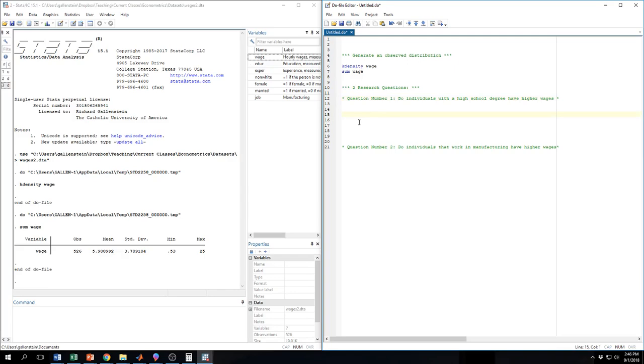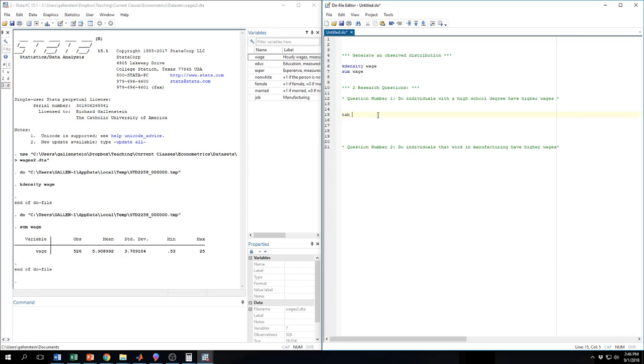I want to know, do individuals with a high school degree have higher wages? Well, how do we ask that question? How do we answer that? Using our data, using the tools that we've worked with so far. Well, first, I'm going to be really interested, what kind of data do we have on education? Do we have data that tells us whether or not individuals have a high school degree or not?